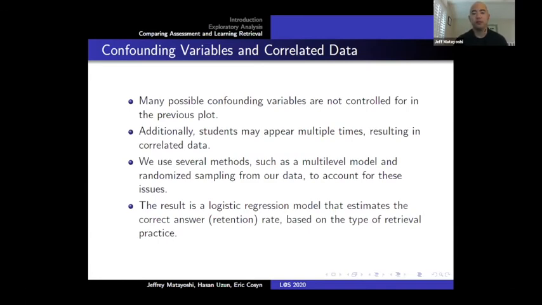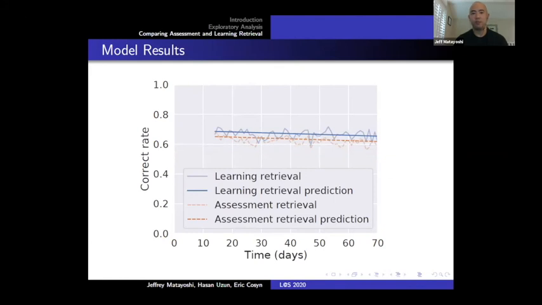being controlled for. Additionally, students may appear multiple times in the plot, so we have some correlated data going on. I won't have time to go over all the details of what we did, but we tried to control for basically everything we could think of. We used several methods, such as a multi-level model, and we did some randomized sampling from our data to really control for these issues and the confounding variables. The end result is a logistic regression model that estimates the correct answer or retention rate based on the type of retrieval practice. And hopefully, by controlling for these things, this model gives us a more clear estimate of the differences between the types. And this is a plot of the model results here.